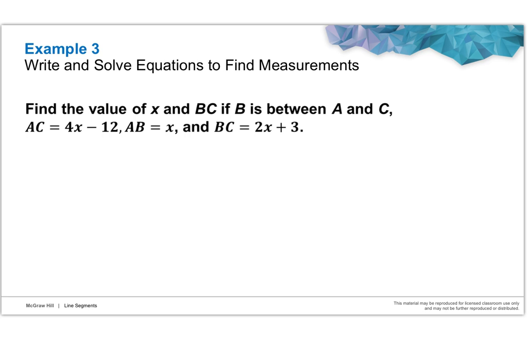Okay, in example 3 on page 20, we're now asked to work with writing and solving equations to find measurements. Remember in the last video, I told you that your algebra skills were going to stay sharp as you're working through geometry. Here's an example of just that. So it says, find the value of x and BC if B is between A and C. Then we're given an algebraic expression for the measure of AB and BC. So 4x minus 12, x, and 2x plus 3 are the labels that we're working with.